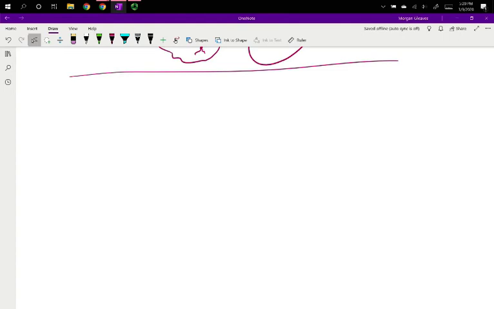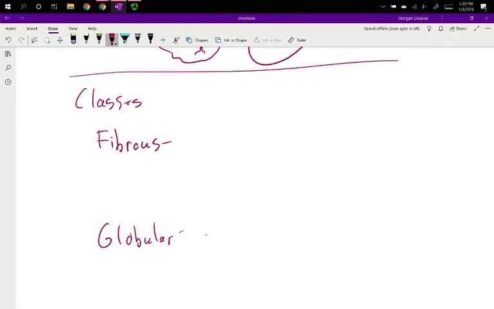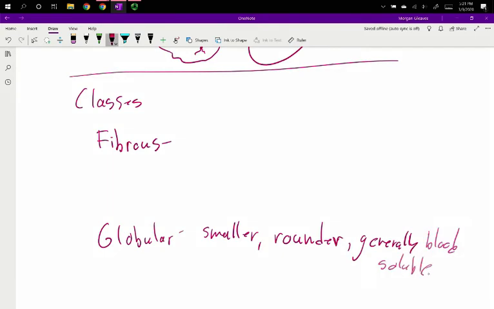Well, on top of the functions, there tends to be classes of proteins. For our purposes, there's going to be two main ones, fibrous and globular. A globular protein is smaller, rounder, and generally plasma soluble, blood soluble. As a result, they tend to be transport proteins more often than not. These are things that are able to float through the blood.